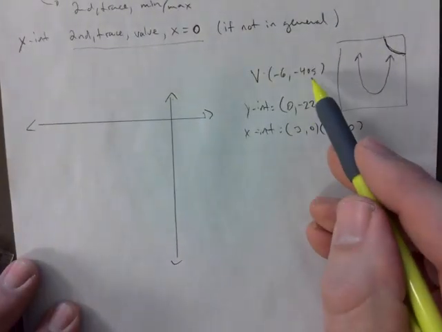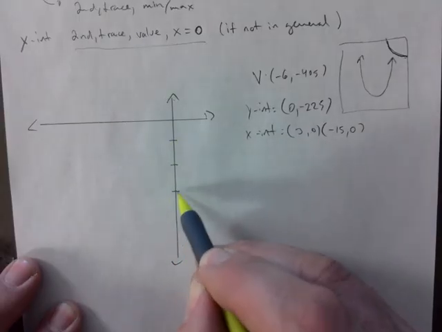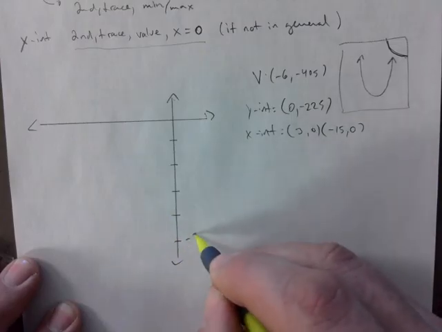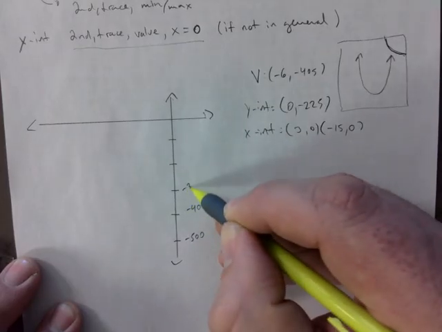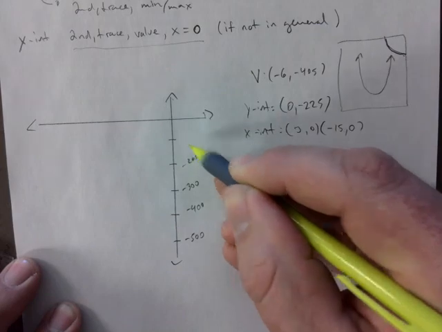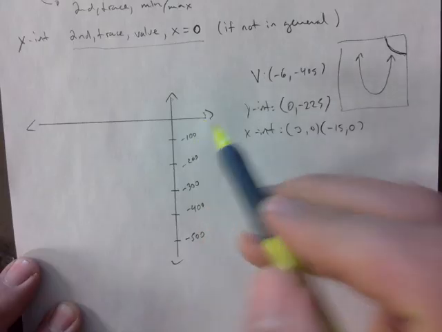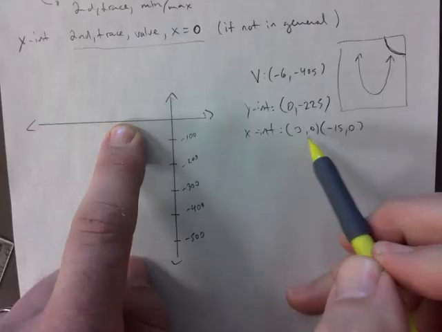I know that I need to go all the way down to negative 400 or so. So I'm going to try negative 100, 200, 300, 400, and I'm going to go 500 there. So this is negative 500. Doesn't hurt to label it properly. Okay? There we go.